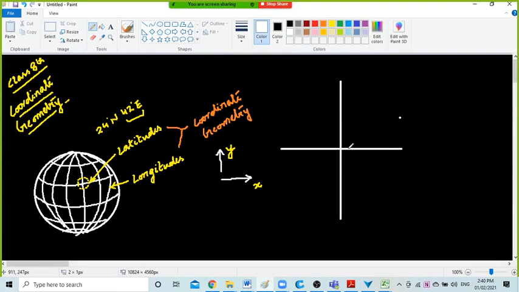Fine. Now these x coordinates are also known as abscissa.